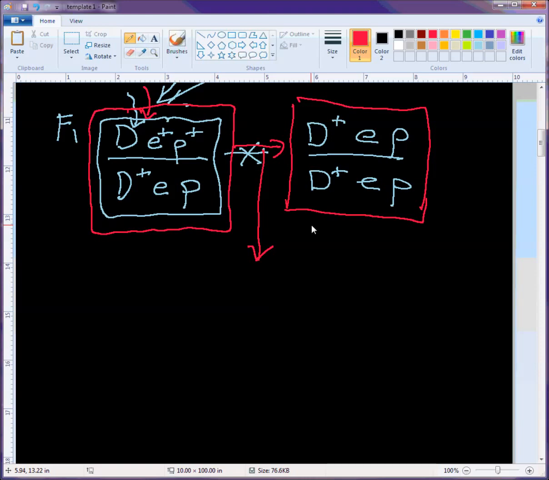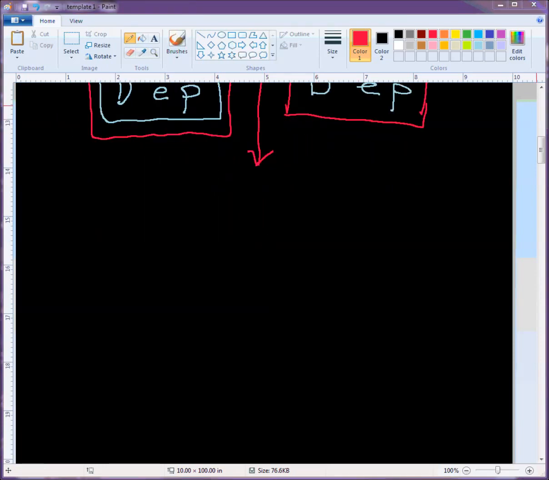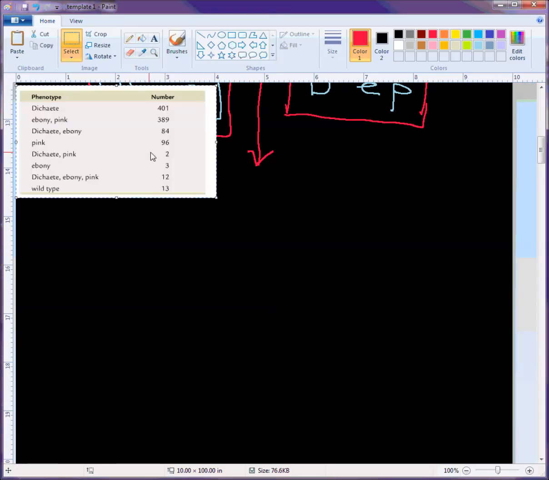Now we need to... Okay, so now using the results of the back cross, we need to determine the order of the genes on the chromosome, or determine which gene is in the middle, right? Dicate, ebony, or pink, and then determine the distances between those genes. So what we have to use is this table, and I'm contemplating if I should copy and paste it in, and I think I will. So I'm going to copy and paste.